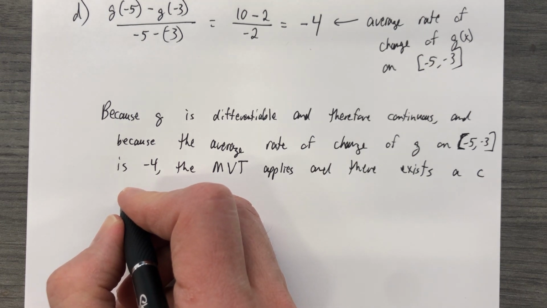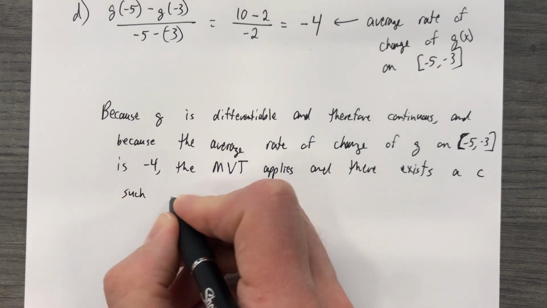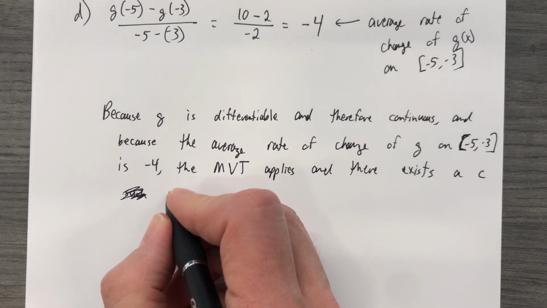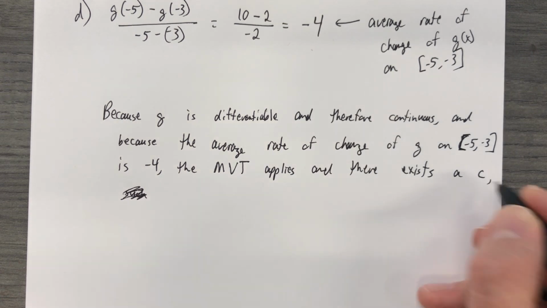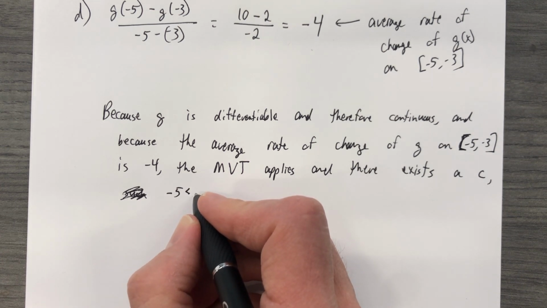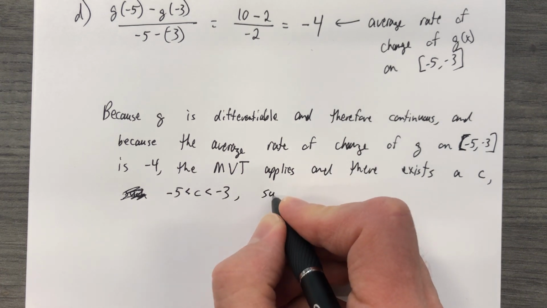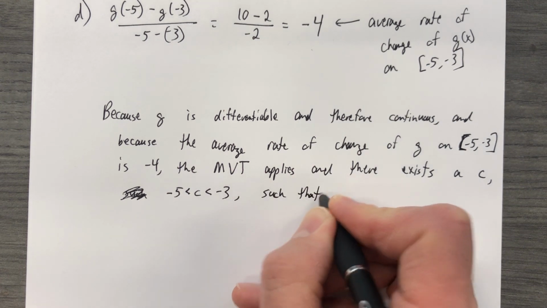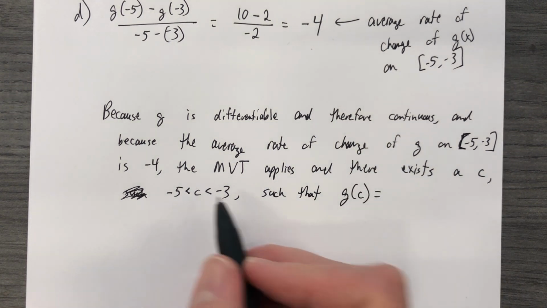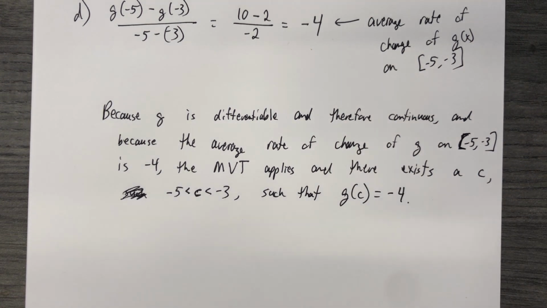How can I word this part? Try not to word it like the answer key is. There exists a c in the interval from -5 to -3 such that g prime of c, we don't know what it is, but we know it's between -5 and -3, is equal to -4. All right, let's grade this one.